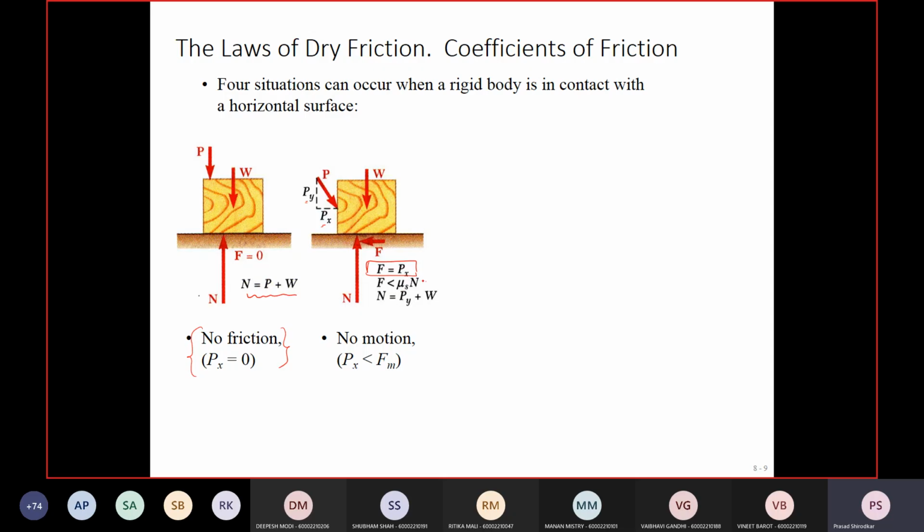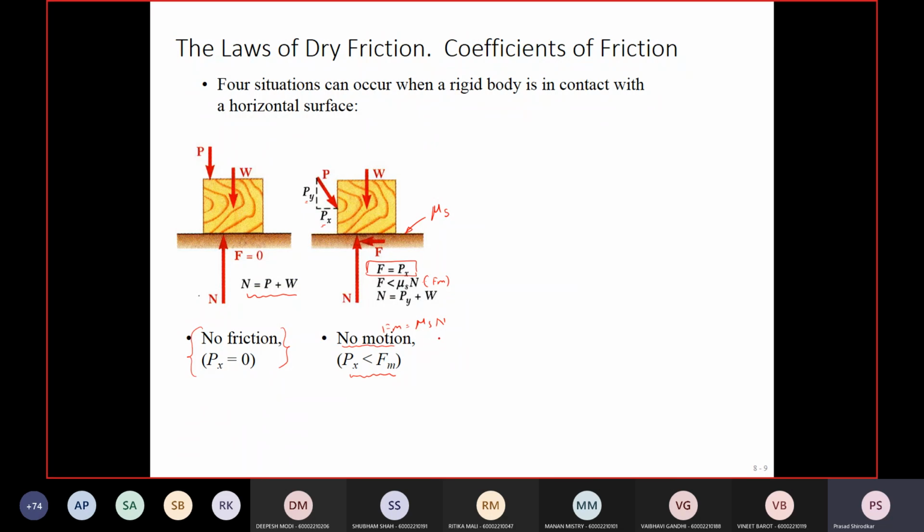Mu static is the coefficient of friction due to the two interacting surfaces, that is, this wooden block and this horizontal surface. So this horizontal surface has a property of static friction that is called mu s. In this case, the frictional force is less than mu s into N. So in that case, there will be no motion. Or in other words, Px is less than F max, so there will be no motion. This is nothing but F max. F max is nothing but mu s into N.